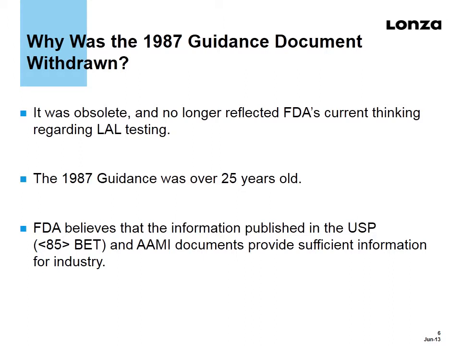So why was the 1987 guidance document withdrawn? Well, frankly, it was obsolete and no longer reflected FDA's current thinking regarding LAL testing. The 1987 guidance, by the time it was withdrawn, was actually over 25 years old. And the FDA believes that the information published in the United States Pharmacopoeia Chapter 85 BET and the AAMI guidance documents provide sufficient information for industry in order to do this test.